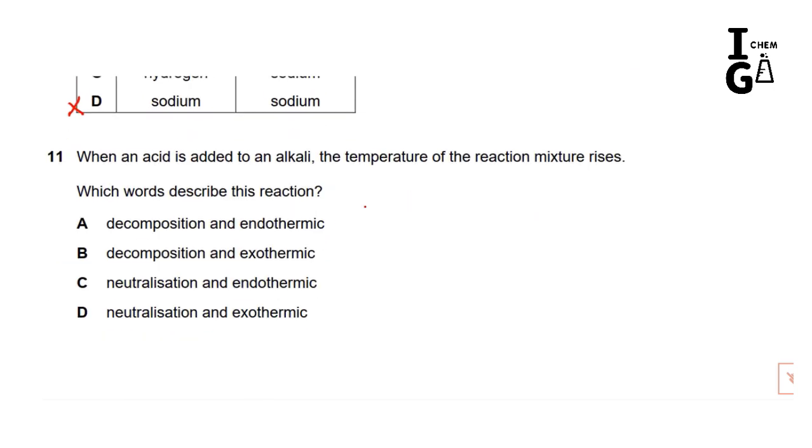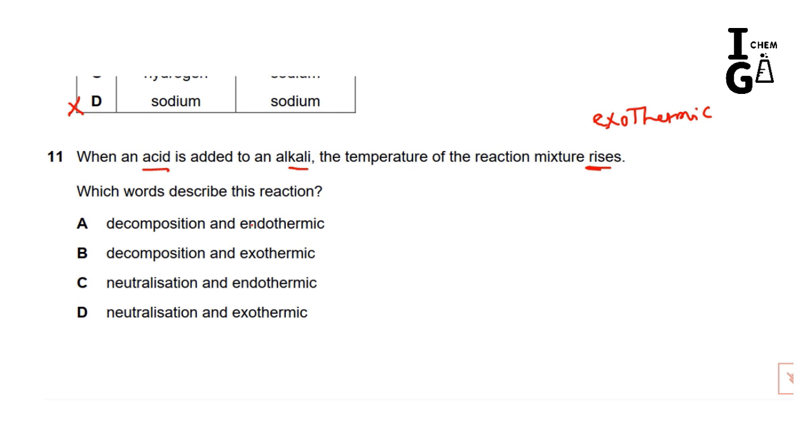11, when an acid is added to an alkali, the temperature of the reaction mixture rises. You know guys, it's very famous that acid plus alkali is called a neutralization reaction. Acid and alkali is neutralization. Also, here he said the temperature of the reaction mixture rises, which means this is an exothermic reaction because the temperature rises. So which word describes this reaction?